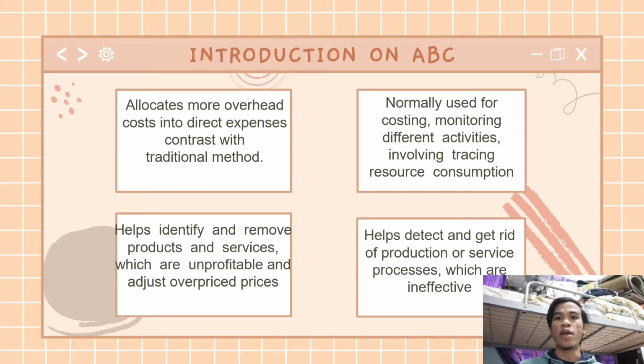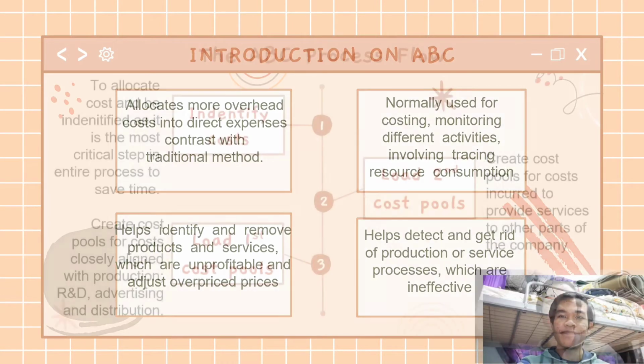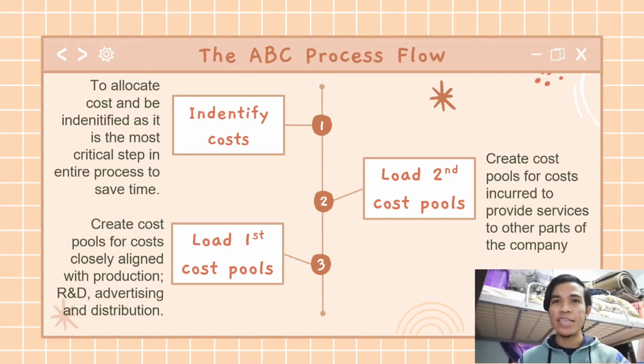It also helps detect and get rid of production and services processes which are ineffective, and assign processing concepts that lead to a better yield. Activity-based costing is best explained by walking through its various steps.